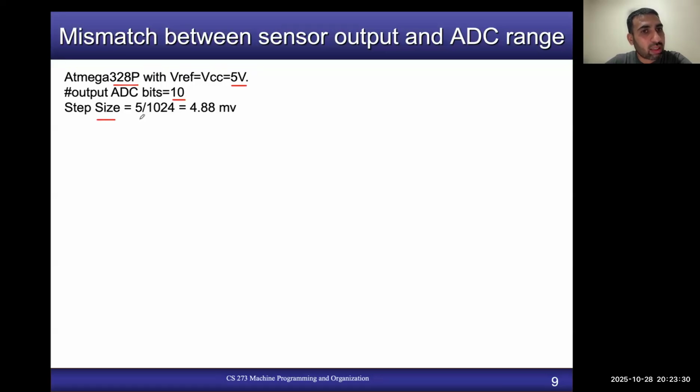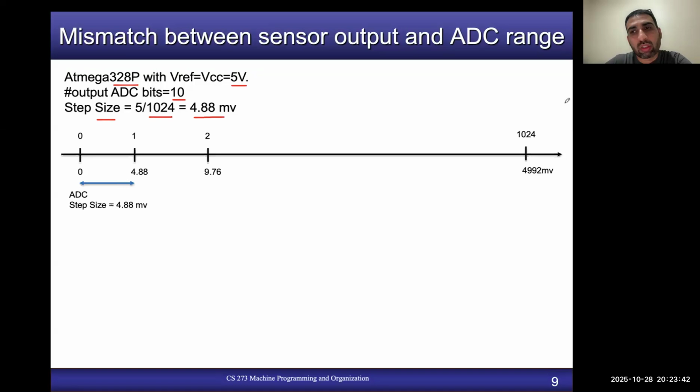So what will be the step size? 5 divided by 2 raised to power 10, which is 1024. So the step size will be 4.88 millivolt, right? This is the step size of your ADC. If you want to visualize it, if you have zero input voltage, the digital output will be zero. If the input is 4.88, again, if there is something in the middle, you will definitely have an error. But if you have an input of 4.88, the output will be 1 in digital form.